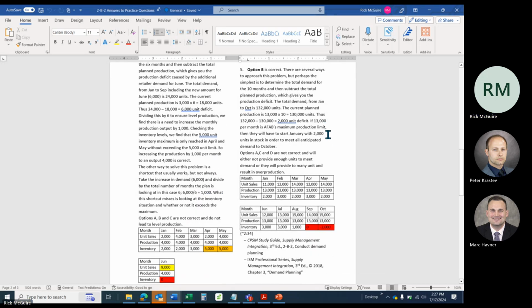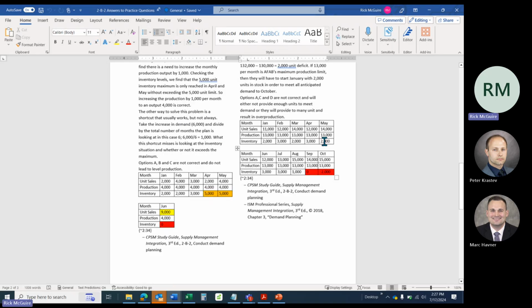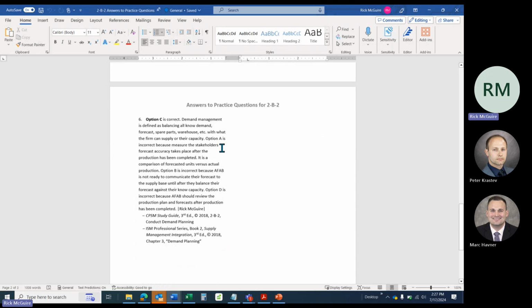And then 5 is Bravo. Several ways to approach this one. Total demand for 10 months and then subtract the total planned production. Gives you the deficit from January to October. And current planned production, you've got a 2,000 unit deficit that you need to start the year with. And 6, Charlie, demand management is defined as balancing all known demand forecasts and so on.